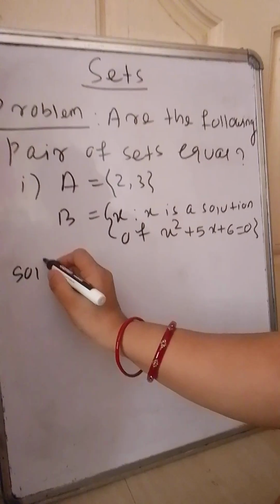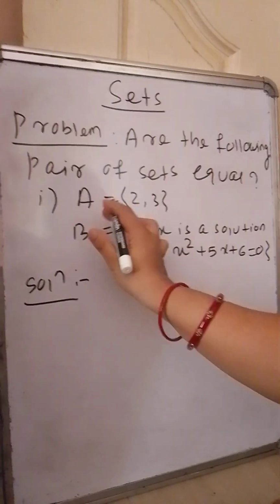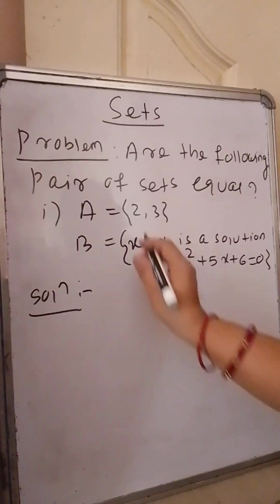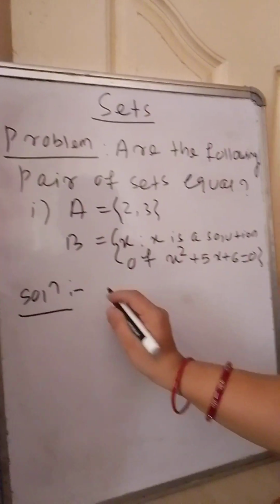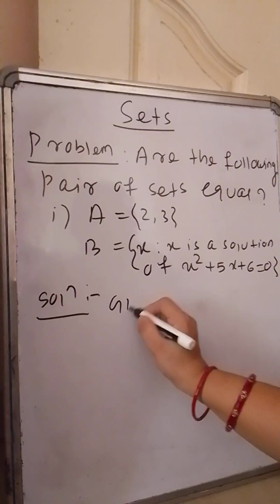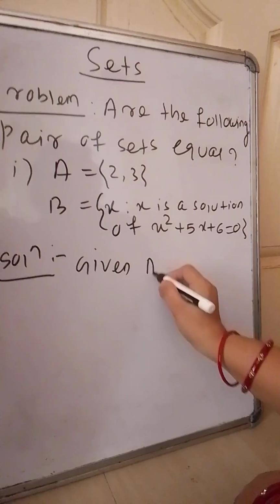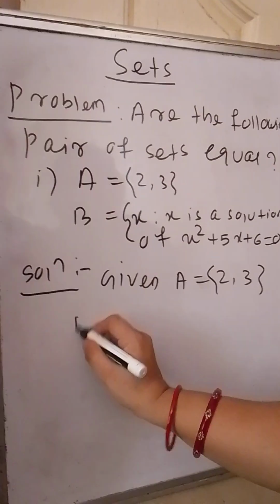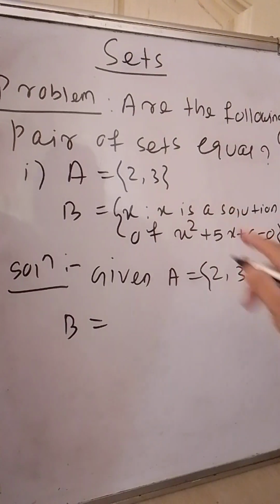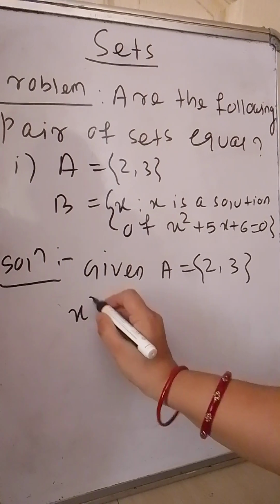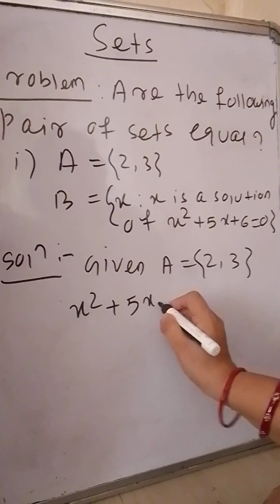So, solution. Set A is already given in roster or tabular form, that is, the elements 2 and 3, and you have to find the elements of set B. So given set A, for set B you find out by solving the equation. First you have to solve the equation. You know how to solve the equation from your previous classes.